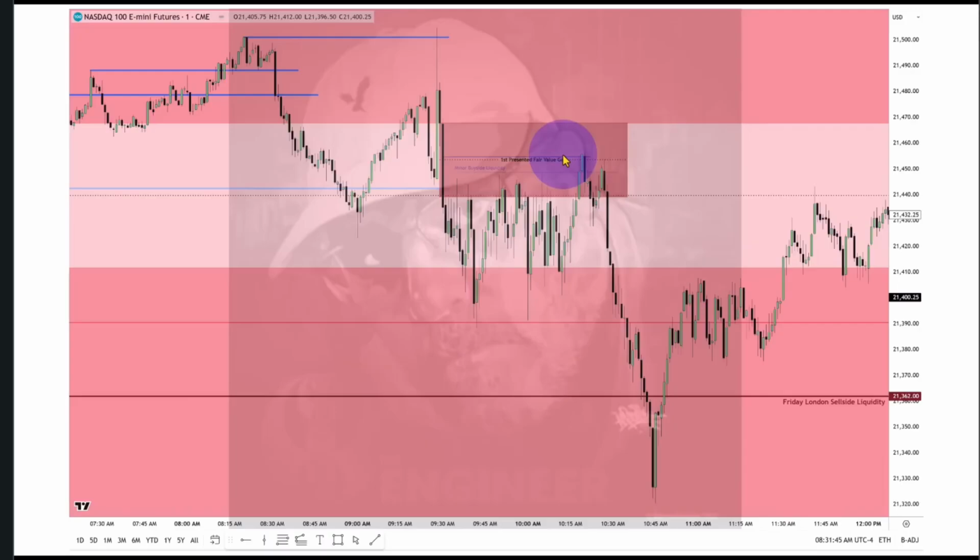So let's break this down a little bit further. As the market drops down in here, there's a fair value gap there. And then there's volume imbalance right here, separation between the bodies. So the market trades up into that and then breaks down, trading down into Friday's London sell side liquidity pool.